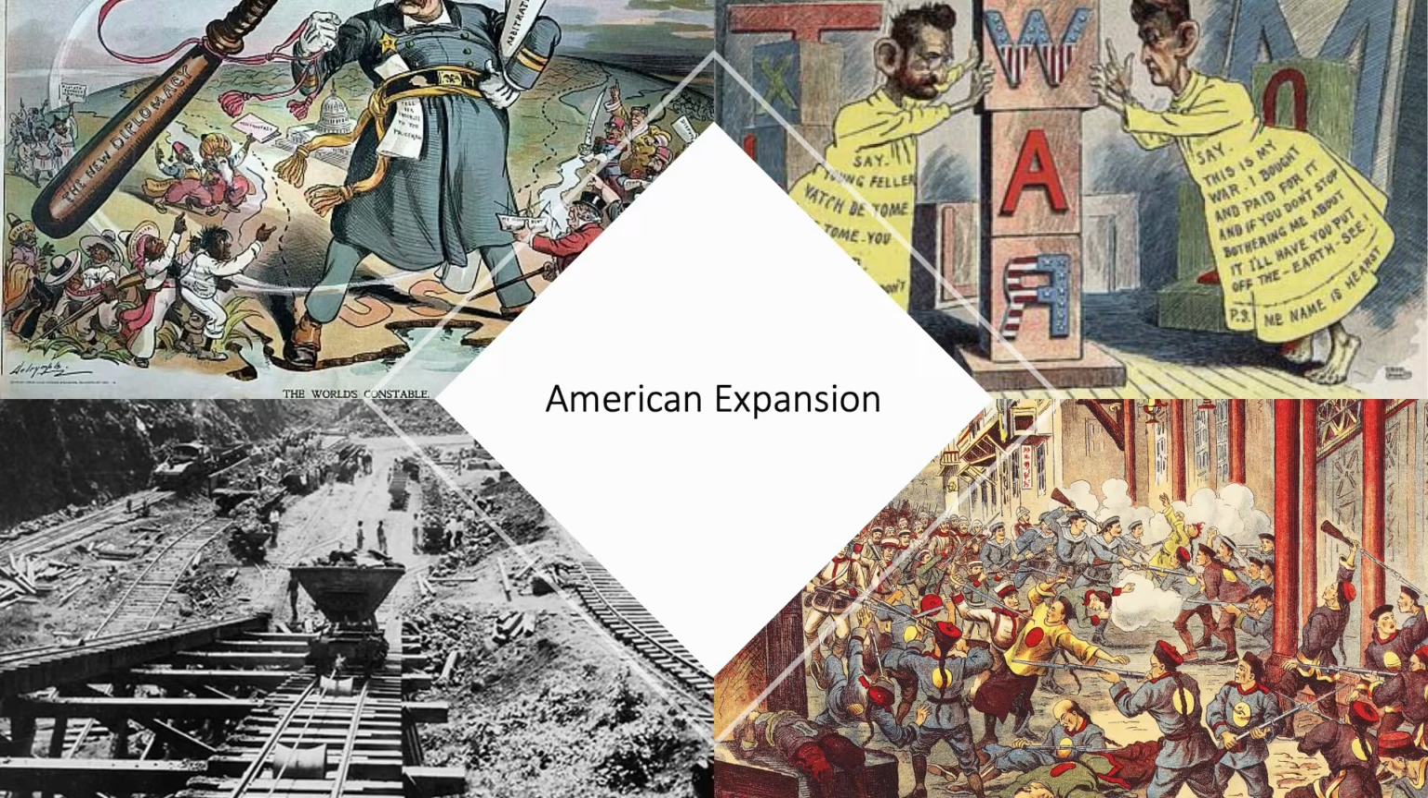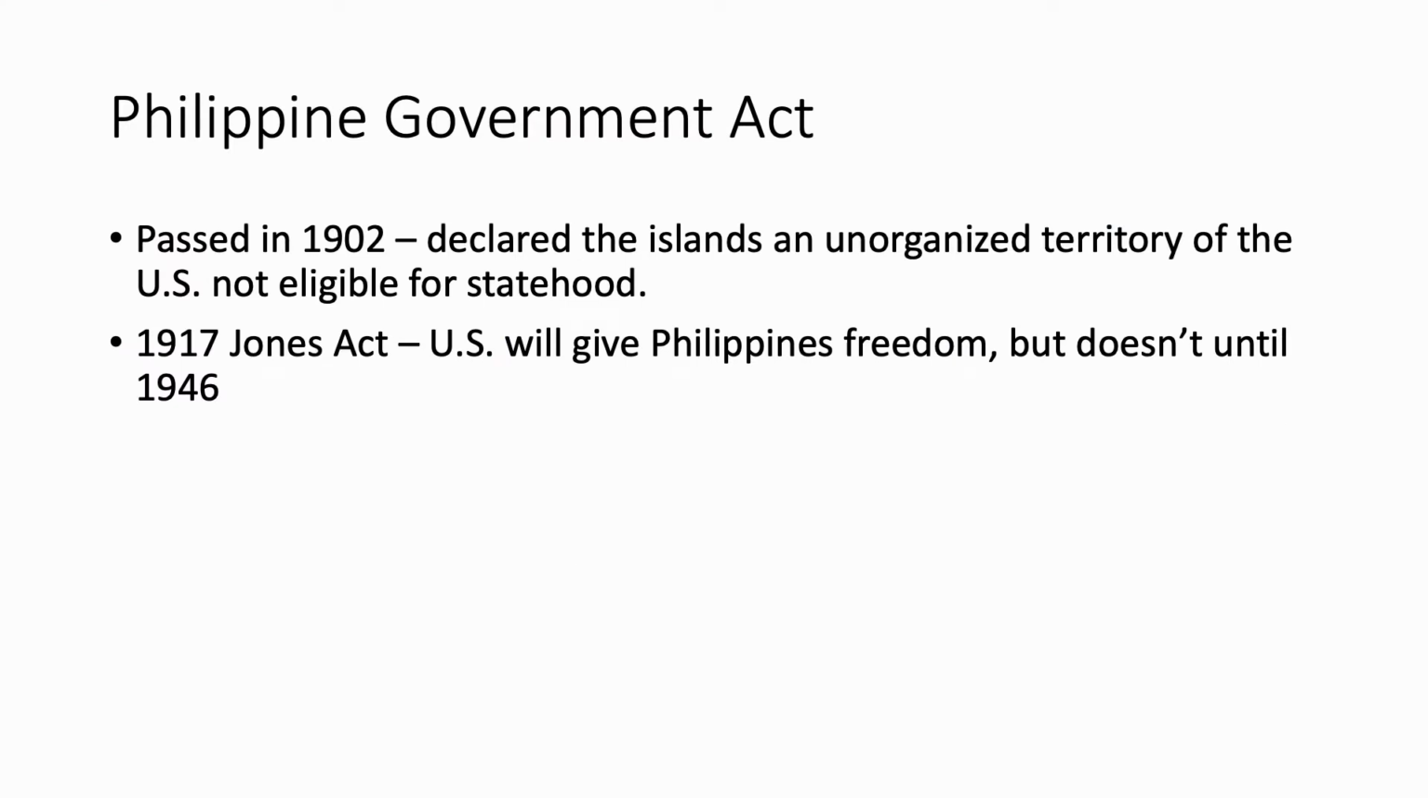After the Spanish-American War, the United States continued to expand outside of the continental U.S. Now that the war with Spain was over and the war in the Philippines was over, the United States needed to figure out what to do with all of the land that they had acquired from these wars. So in 1902, the United States passed the Philippine Government Act, which declared that the Filipino Islands are an unorganized territory of the United States and that they would not be eligible for statehood.